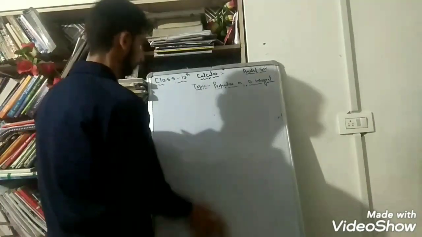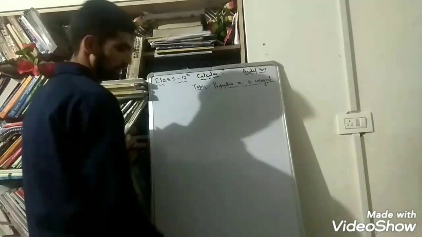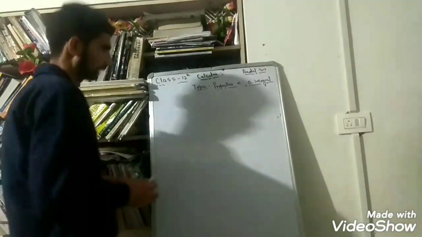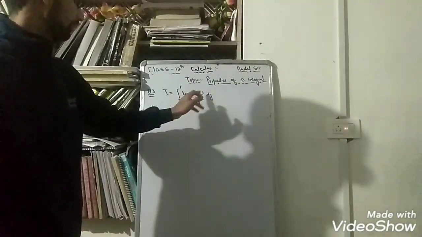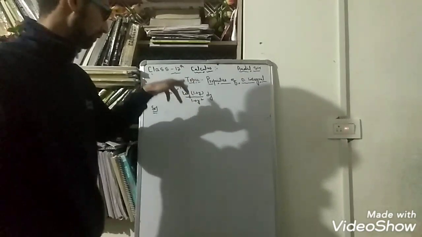I am making it fast only because it is easy. We have already done a lot of examples. So here we will get 1 plus tan y. We will substitute by the substitution method and solve for it.